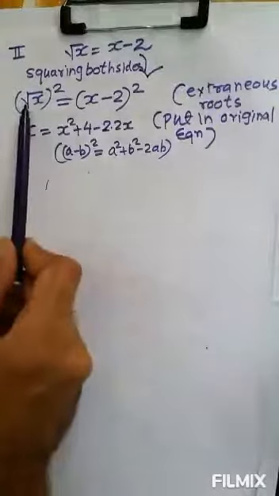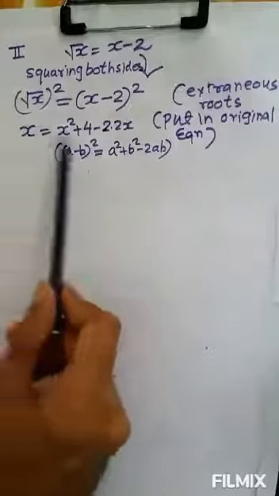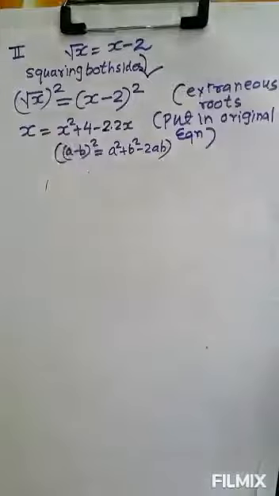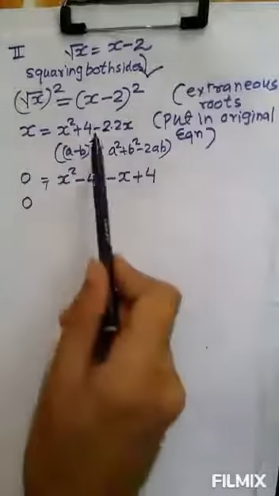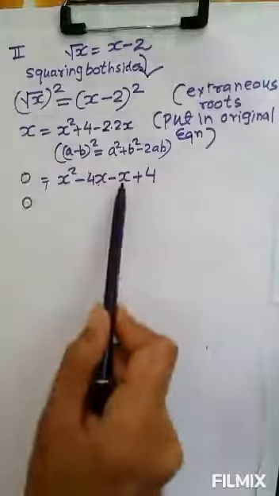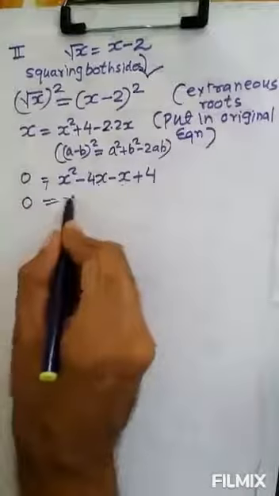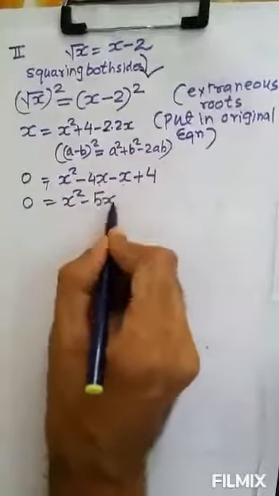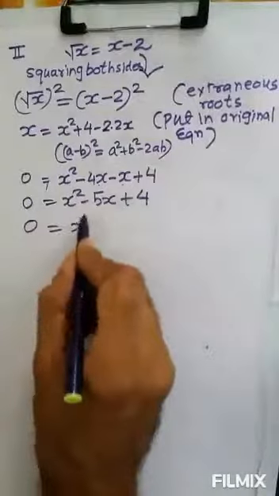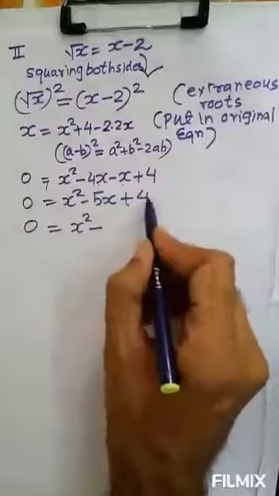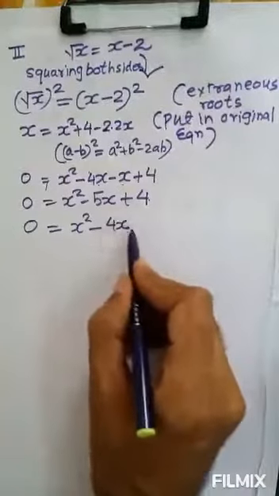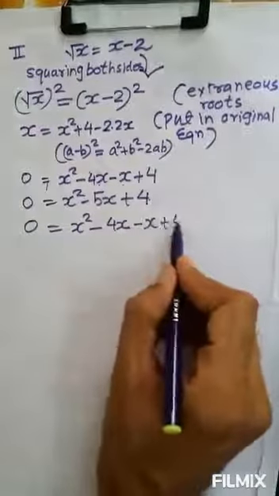So squaring both sides, the square root of x is eliminated and becomes x. Here we will use the (a minus b) whole square formula. Now this is a quadratic. Minus 2 into 2x is minus 4x. The x comes here and becomes minus x, which in the next step becomes x square minus 5x plus 4 equals 0. Now by splitting the middle term, 4 can be written as 4 into 1, so minus 5x is written as minus 4x minus x.